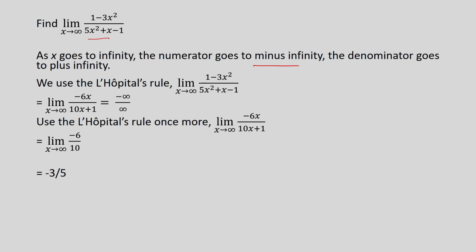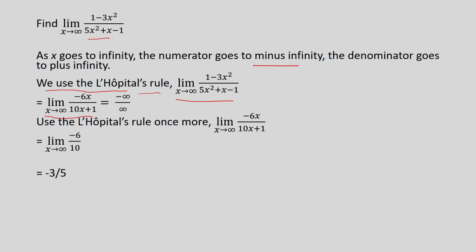So, how to deal with that? We use L'Hopital's rule, which basically tells me to take the derivative of the numerator. Now, if you do that, you get minus 6x, and in the denominator you take the derivative, it becomes 10x plus 1. Now, you still cannot get an easy form here, because if you take x goes to infinity, the numerator will go to minus infinity and the denominator will go to infinity. So, the same problem remains.